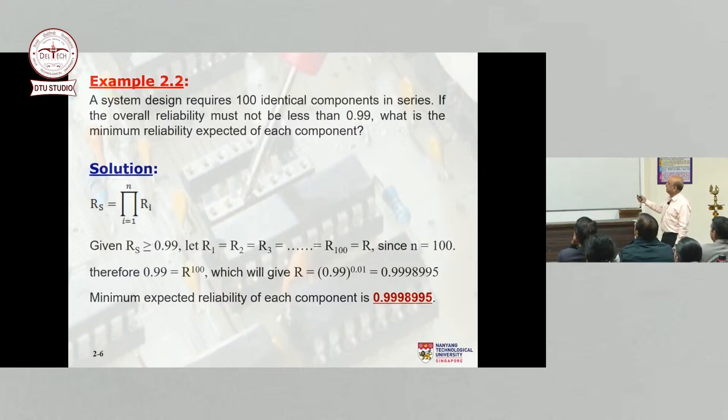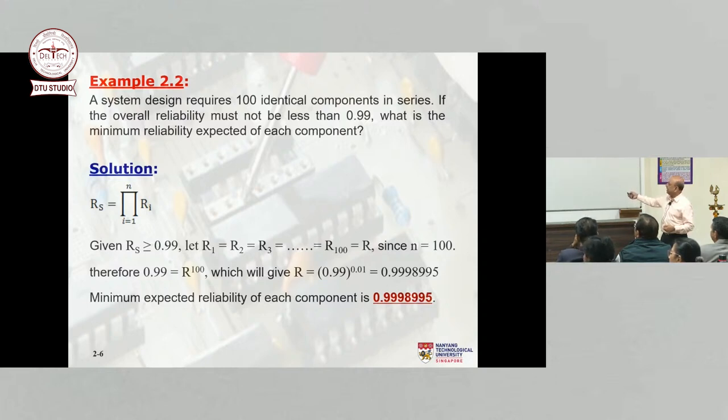Another example: a system design requires 100 identical components in series. If the overall reliability must not be less than 0.99, what is the minimum reliability expected of each component? 100 of them connected in series, we want the overall reliability to be 0.99 minimum. So what should be the reliability of each of those 100 identical components? They're not non-identical, they're all identical. So RS, as you know by now, is RA times RB times RC times RD, for a series system. So i going from 1 to 100 and the reliability of each component.